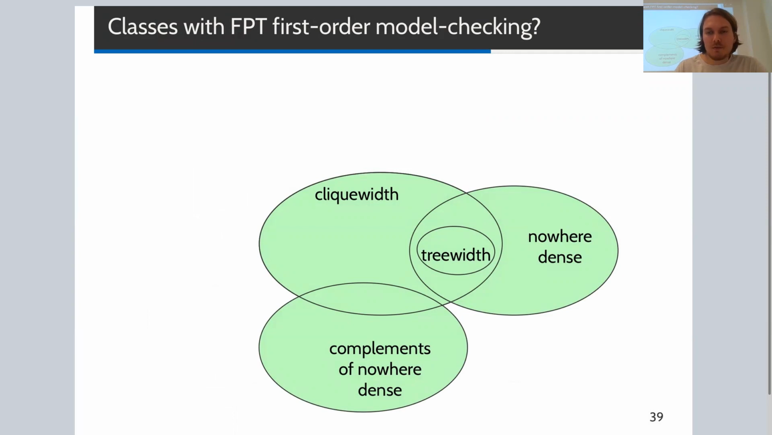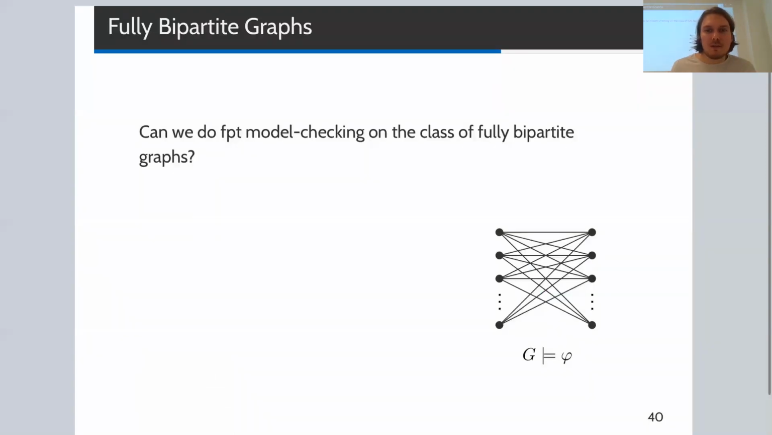But this was too simple. I think we need to consider some more complicated classes derived from nowhere dense graph classes. And how about the following? So what about FPT model checking on the class of fully bipartite graphs? So this class of fully bipartite graphs is not nowhere dense because that's what we discussed in the last exercise. Large fully bipartite graphs contain large cliques as depth 2 minors. So this is not nowhere dense.